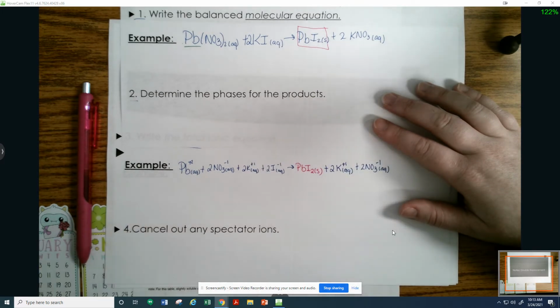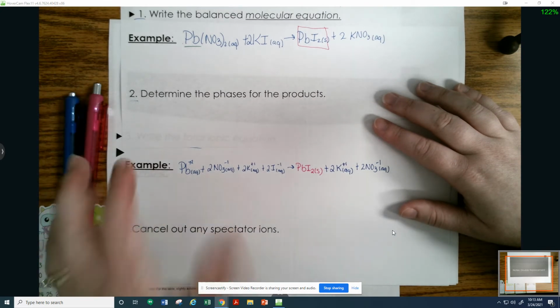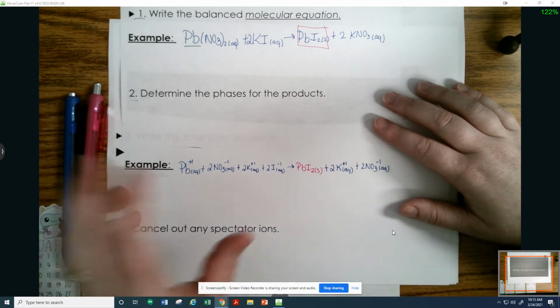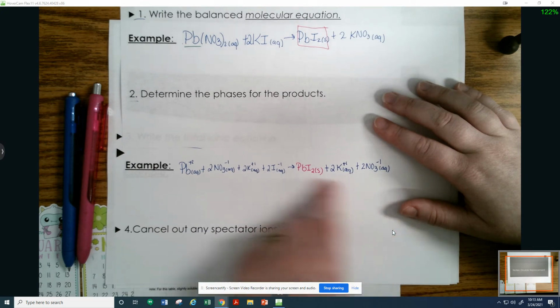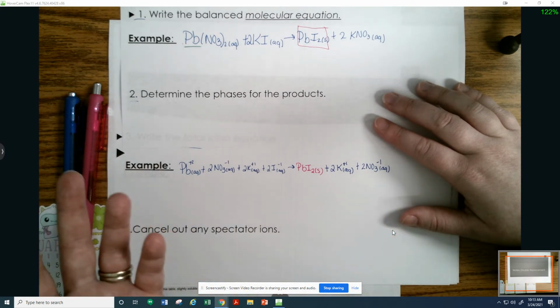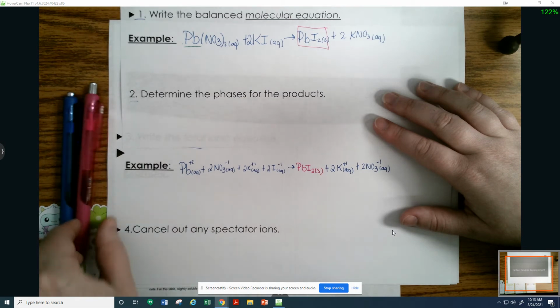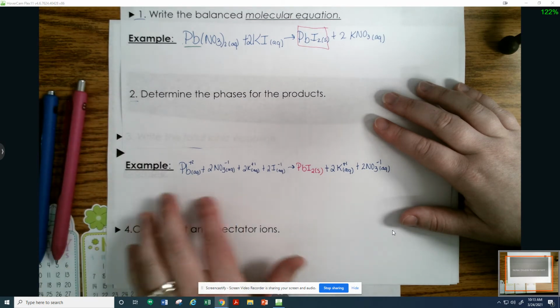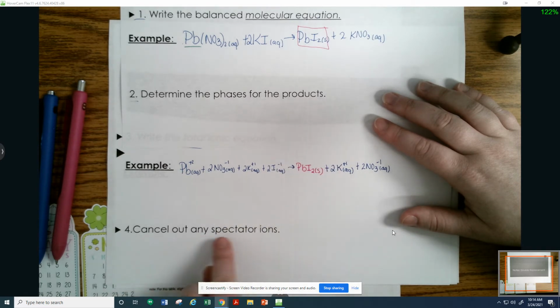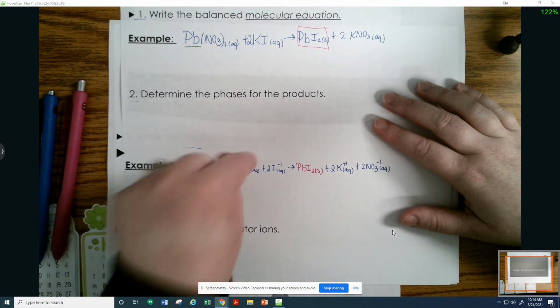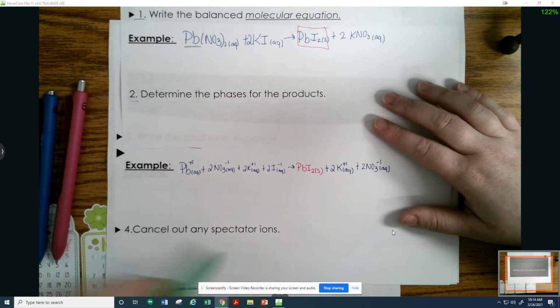I will tell you, net ionics, it takes a lot to get through, and total ionics is just a lot of, again, it's not hard work, I don't think. There's just a lot of steps to it. So the idea is we're looking at what ions are involved in making this solid precipitate. So the next thing we're looking for, and we're going to kind of do number 4 in this step here, is we are going to cancel out any spectator ions.